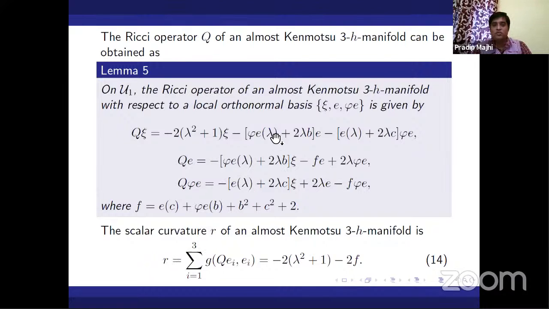Since we have the expression of the Ricci operator, we can easily calculate the scalar curvature here. The scalar curvature is minus 2 lambda squared plus 1 minus 2f. We will use it later.